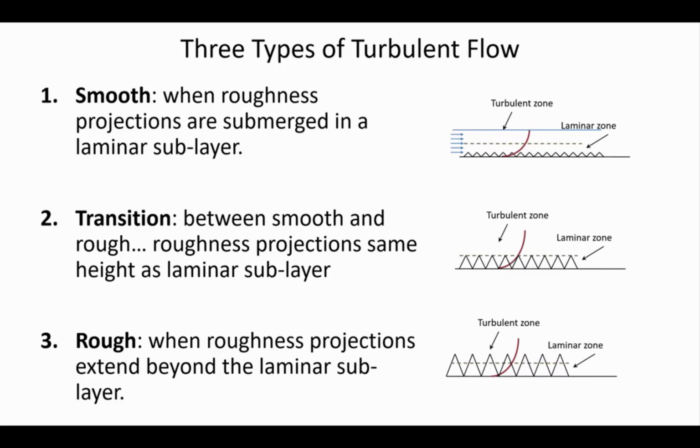So that's smooth. Transition is when the laminar zone is exactly the same height as the roughness elements, and then rough flow, they project outward into the turbulent zone. So rough turbulent is where the roughness elements have even more of an effect than they otherwise would if they were inside this cushion of the laminar sublayer.